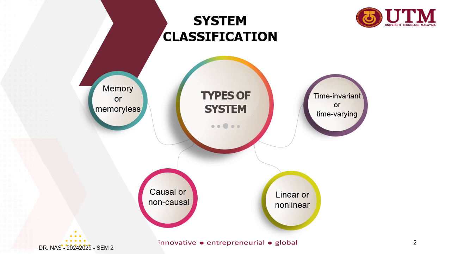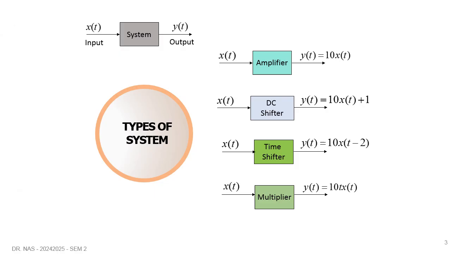Okay, continue on the last part of the first chapter, which is the system classification, in which there are four types of system, which are the memory or memoryless, time invariant or time varying, causal or non-causal, and linear or non-linear system. Okay, the slide shows different types of system in which we have seen some of the application or operation in the first few topics.